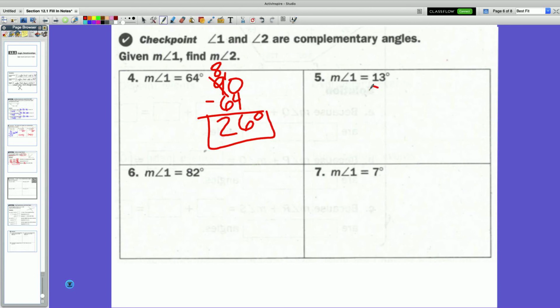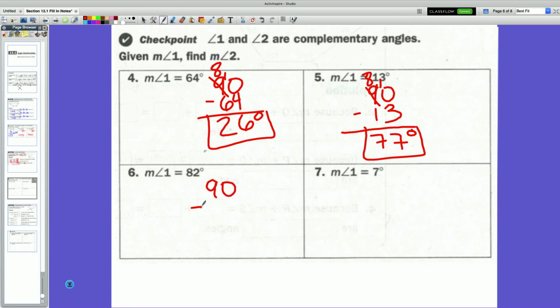For 5, I do 90 minus 13. Borrow. 10 minus 3 is 7. 8 minus 1 is 7, so 77 degrees. 90 minus 82. And you might be able to do some of this in your head. That's okay. 10 minus 2 is 8. 8 minus 8 is 0, so it's just 8 degrees. Right? If you put that 0 up front, you will get it wrong. Y'all know better. Get rid of that 0.